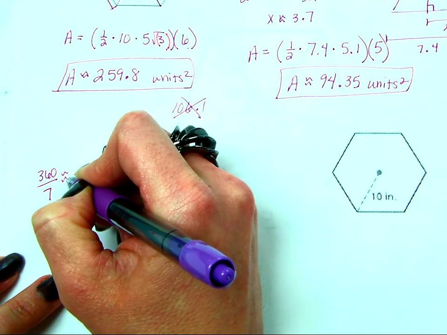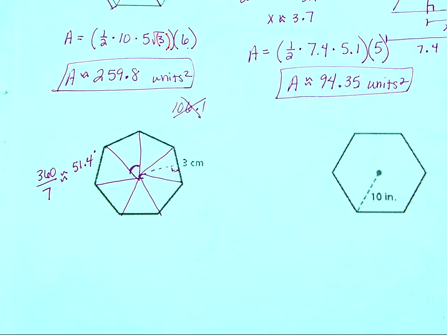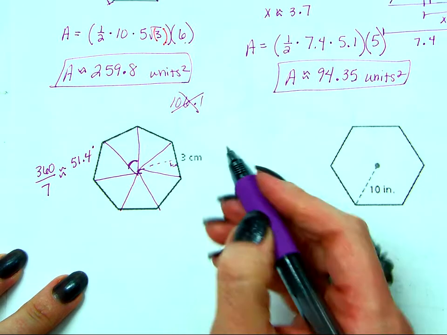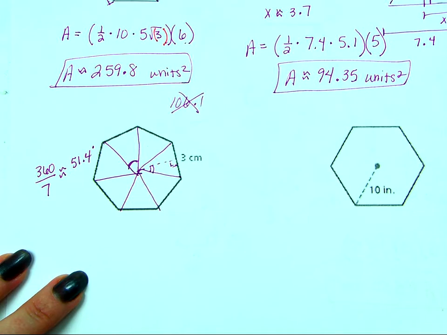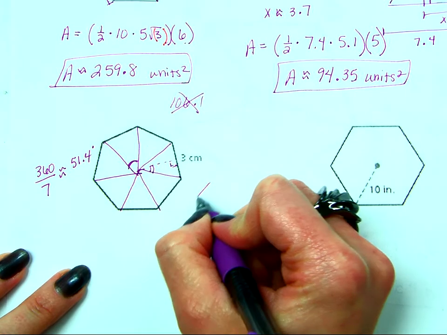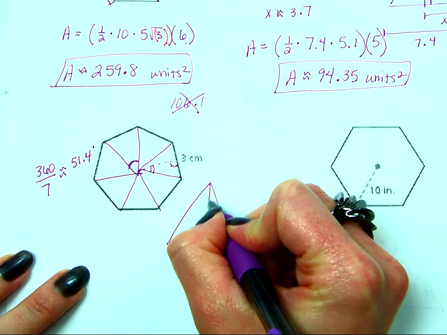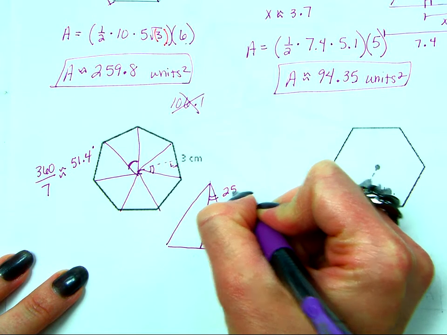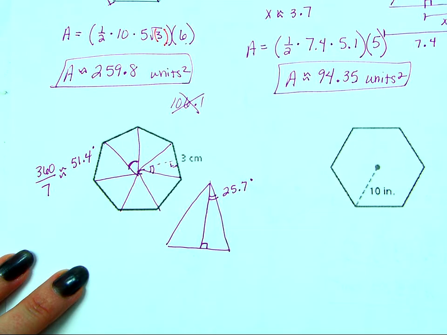Now it doesn't come out exact, so we're going to have to do a little bit of rounding, and we would find that we would get about 51.4 degrees. 51.4 degrees, my central angle. Now if I take that and I drop in my apothem, I've actually split that central angle in half. So I'm going to enlarge my triangle a little bit here. This angle is actually about 25.7 degrees because we've split the central angle in half.